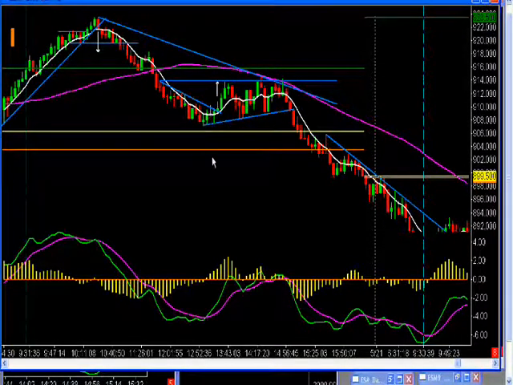Another one that set up was right here. And this was at lunchtime, so this isn't something that I took, but many of you did, so I'm pointing it out because it was a setup. You had a close above the trend line here. You enter a half a point above this bar here, and you would have got a little bit. It wouldn't have been a lot, but it would have worked out.